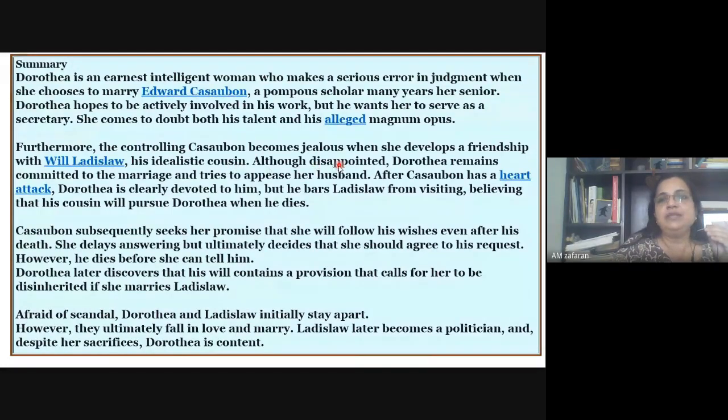Although disappointed, Dorothea remains committed to the marriage and tries to appease her husband. So she feels bad that her husband feels jealous about her friendship with Will Ladislaw, yet she remains committed to the marriage and tries to make her husband happy.